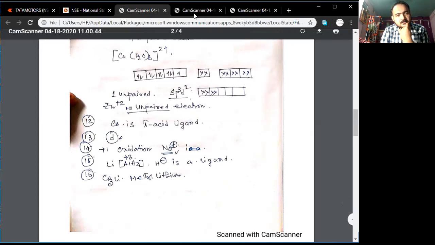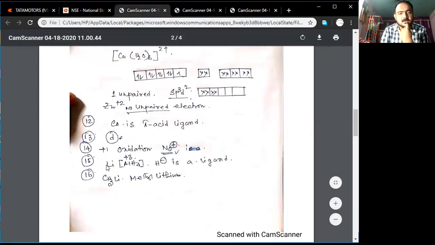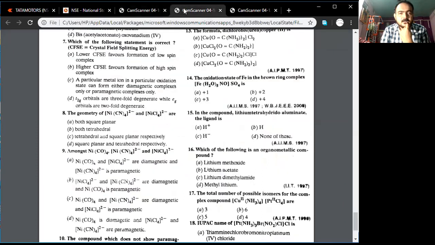Now you can see, this is not a compound, this is a complex. Lithium tetrahydroaluminate, LiAlH4. If you write the IUPAC nomenclature, the counter ion is positive, so you should write the name of lithium first, then go to the square bracket, that is the coordination sphere. We should write the name of the ligands first, tetrahydrido, then aluminate, because the counter ion is positive. So H- is the ligand, hydrido.